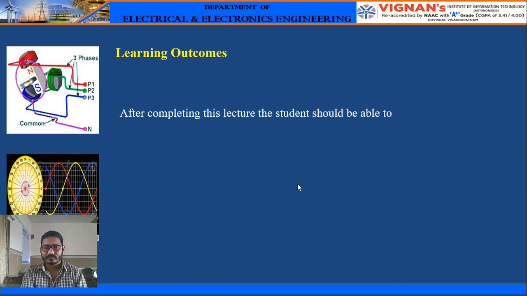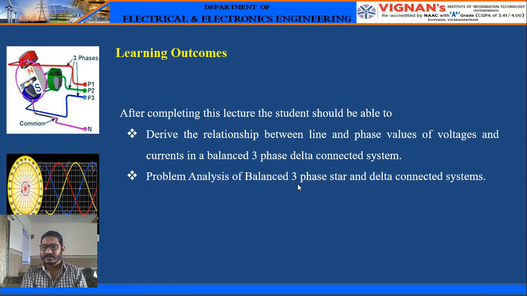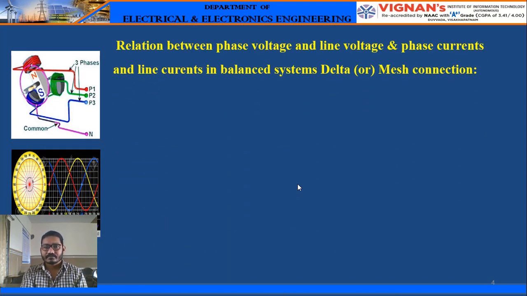Learning outcomes. After completion of this lecture, you will be able to derive the relation between line and phase voltages and line and phase currents in case of a delta connected load. Next, problem analysis of balanced three-phase star and delta connected systems. Now we are going to derive the relation between phase voltage and line voltage, and between line current and phase current, in a balanced delta connected system.